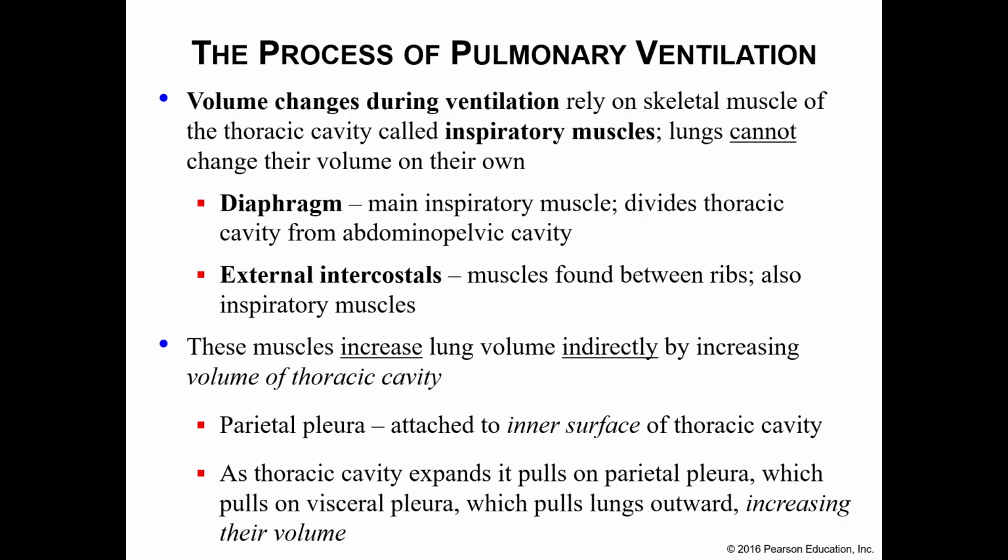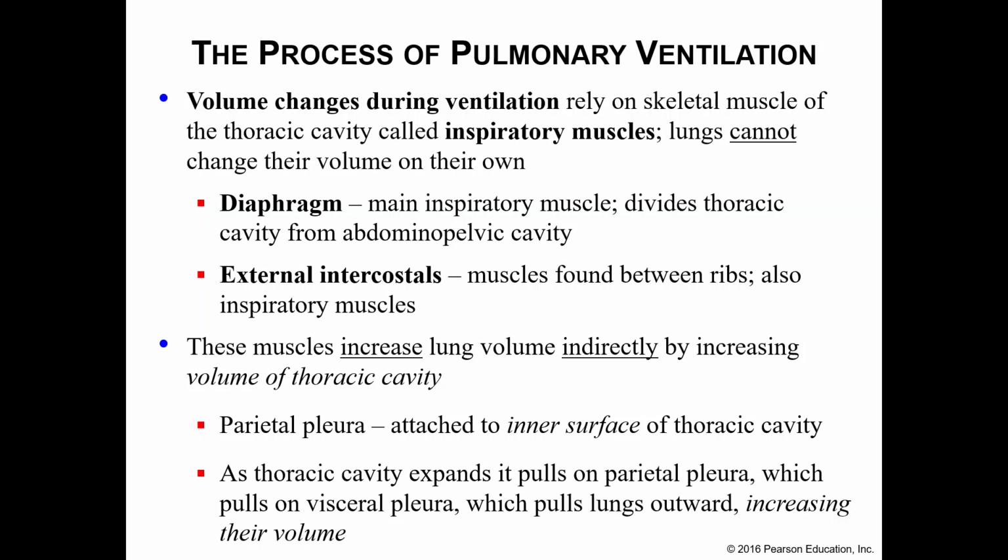The lungs by themselves, again, are just not able to move because they're not muscle tissue, but we have skeletal muscles that attach to the thoracic cavity. For example, your good old diaphragm, which is your main inspiratory muscle. You already know that your diaphragm is basically your natural dividing line between your thoracic and your abdominal pelvic cavity. We also have our external intercostal muscles, which are the little tiny muscles found between the ribs themselves. These are additional inspiratory muscles to help us with deep breathing. If we ever need an extra deep breath, your diaphragm gets a little bit of help. These muscles increase the lung volume indirectly, by increasing the volume of the thoracic cavity.